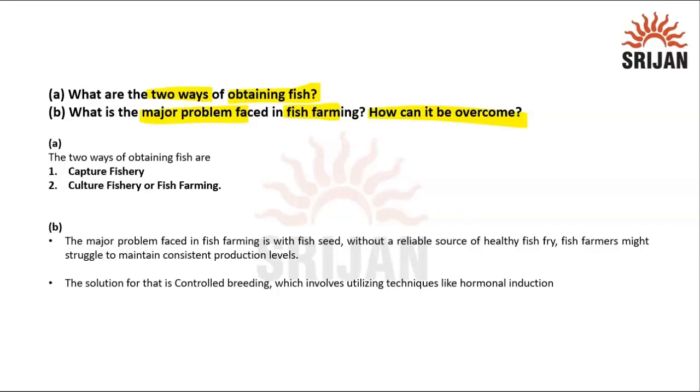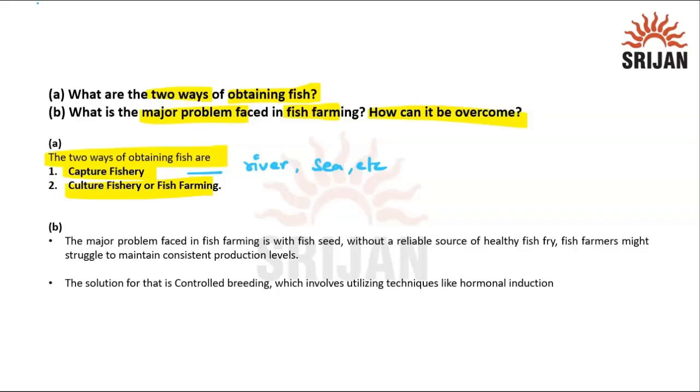Now talking about the first answer, the two ways of obtaining the fish are: the first is capturing the fishes directly, and the second is culturing the fish, or you can say fish farming. Okay, so if I talk about capturing the fish, this is like you are fishing in the river, or you are fishing in the sea as well. In any way you are capturing the fishes at the end.